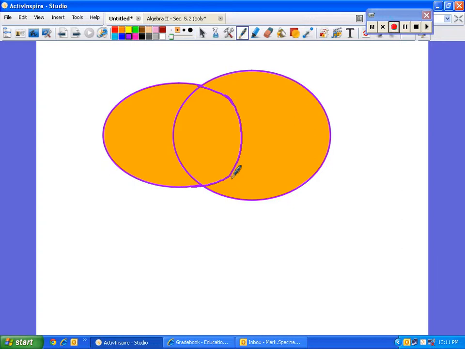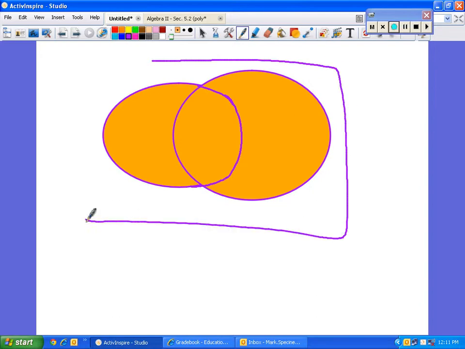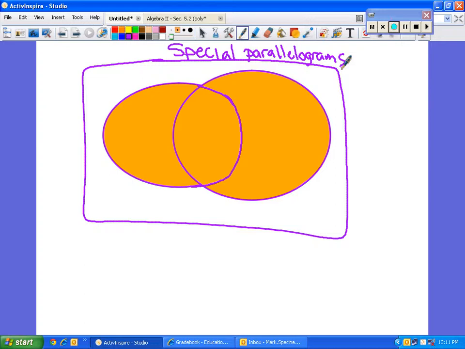Okay, really? I didn't know that. It's not all the way circular. The first one on the left. Rhombosis, rectangulosis, squarosis.